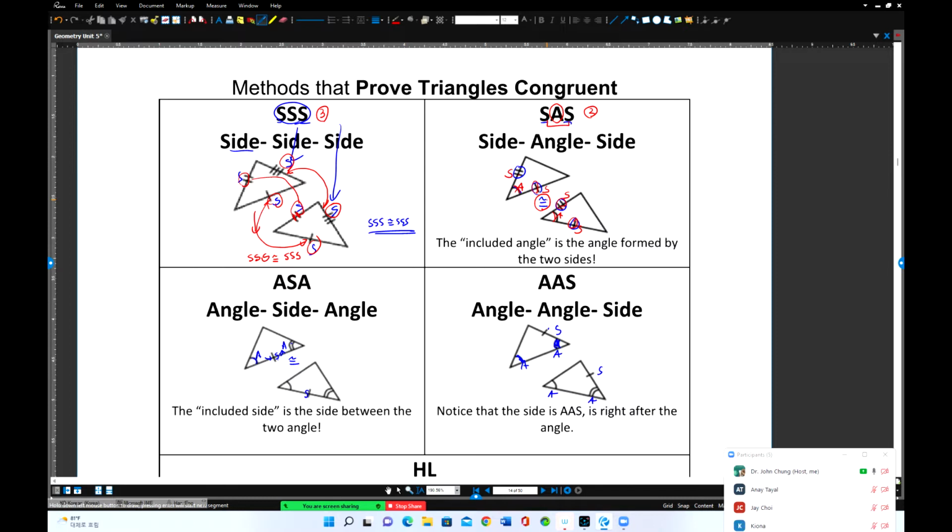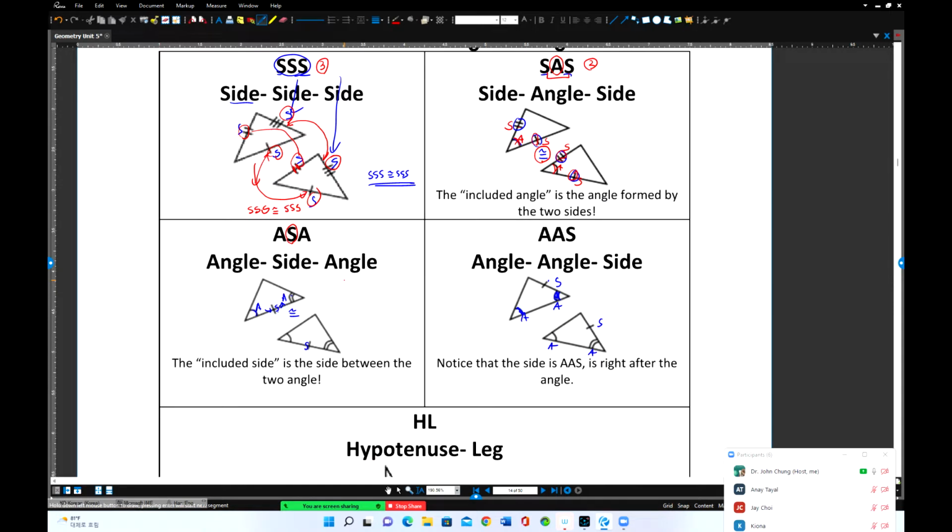Anyway, the next one is one side. You have one side in the middle. So on this side we have 2 angles at the end of this one. Two angles. This we say angle, side, angle. This is also working, angle, side, angle.